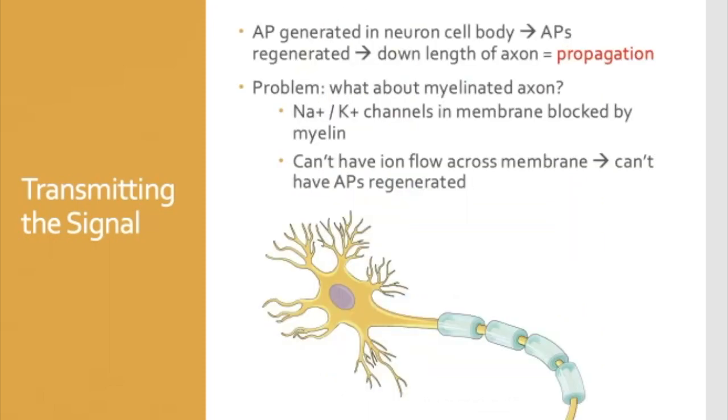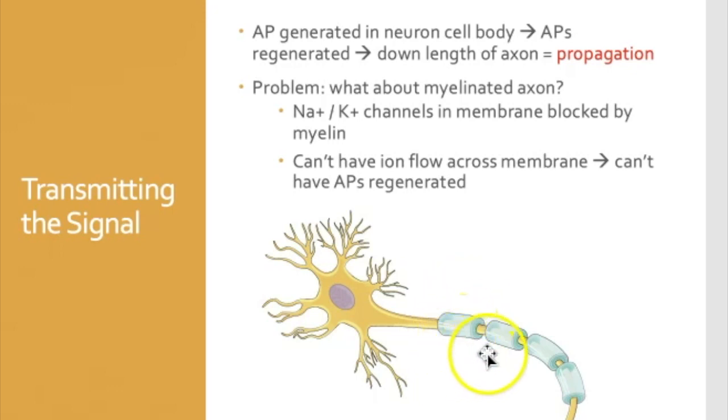In a myelinated axon, it gets a little more complicated because of the myelin sheath. Remember, myelin is an insulator. The reason that myelin is present on the axons of certain neurons is because it insulates the axon. And just like insulation on wire helps the electricity travel without losing strength, the myelin around an axon helps the electrical signal travel along the axon without losing too much strength.